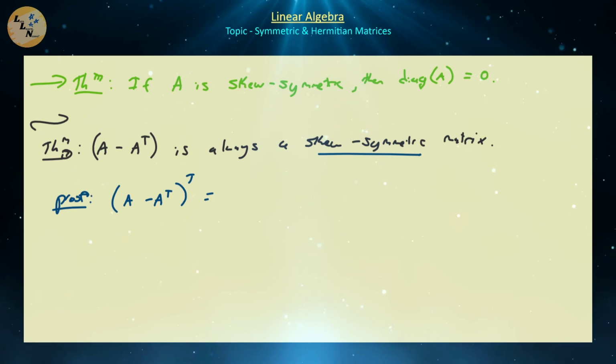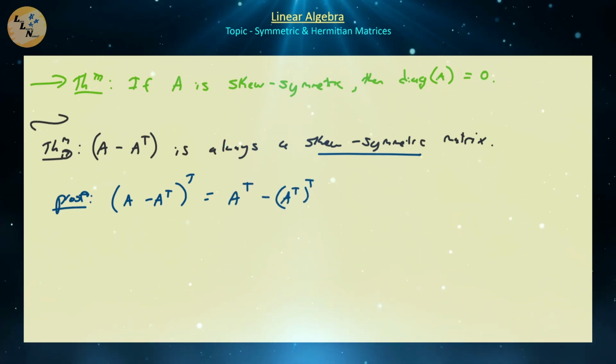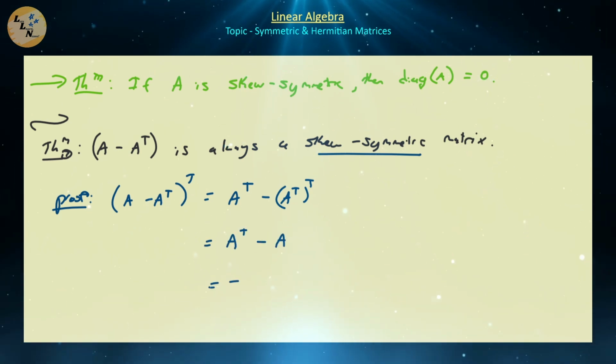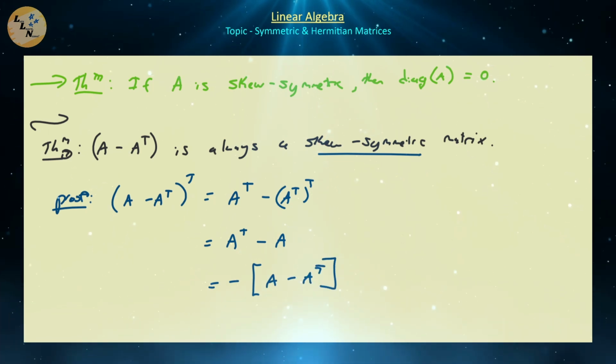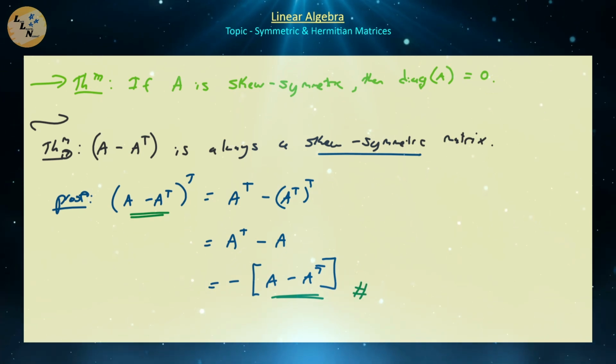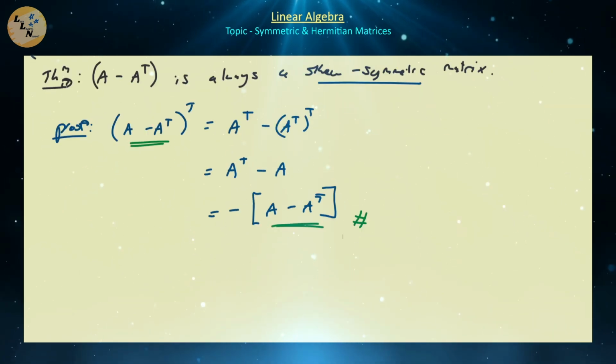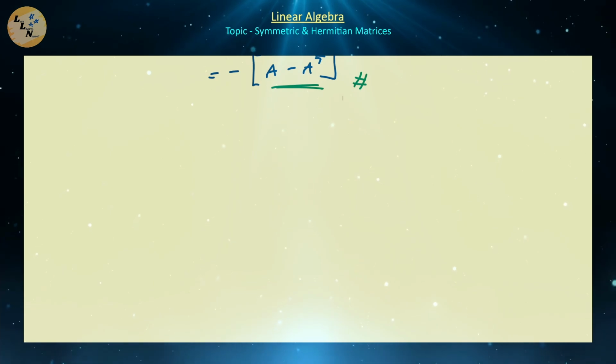By the properties of transposition, the transpose of A minus A transpose is equal to A transpose minus the transpose of A transpose, which is equal to A transpose minus A. If we factor out a negative 1, that gives us negative (A minus A transpose), the original matrix inside the brackets. That concludes the proof that A minus A transpose is always skew symmetric, provided that A is a square matrix.